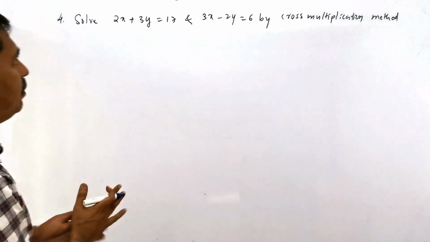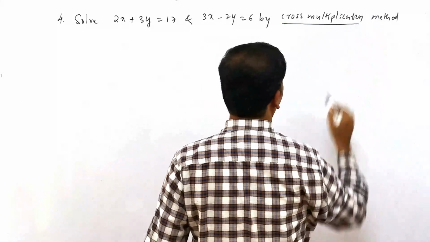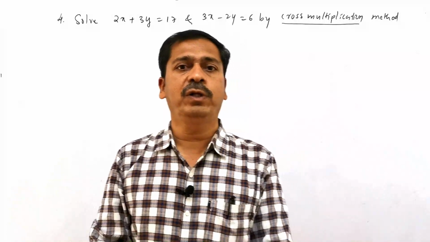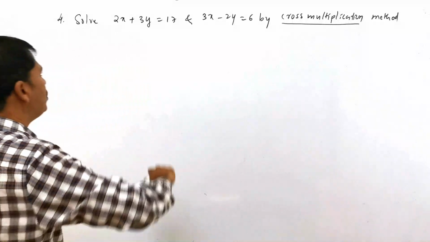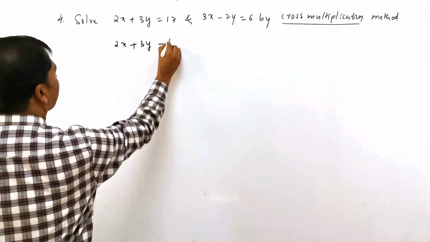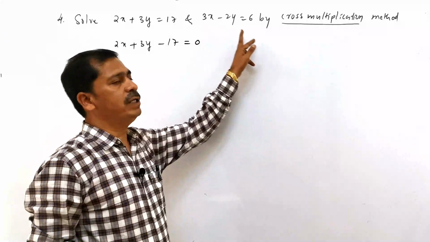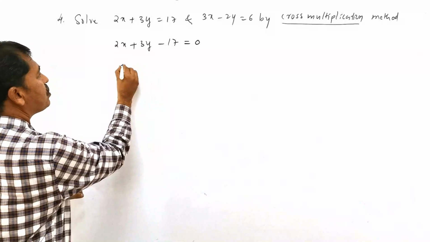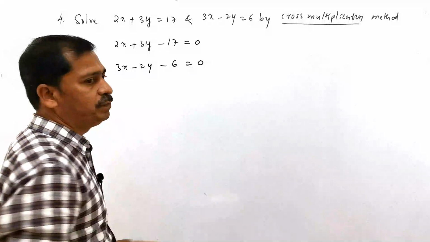Now let us take an example based on the cross multiplication method. This method is somewhat interesting and different compared to other methods. First of all, I would like to rewrite the equations. 2x plus 3y is equal to 17, that I would like to write as 2x plus 3y minus 17 equal to 0. The second equation is 3x minus 2y equal to 6. I would like to take 6 to this side, so it becomes 3x minus 2y minus 6 is equal to 0.